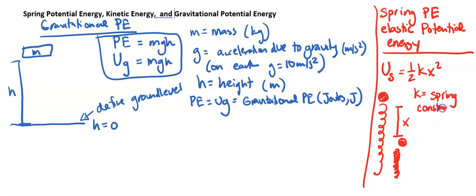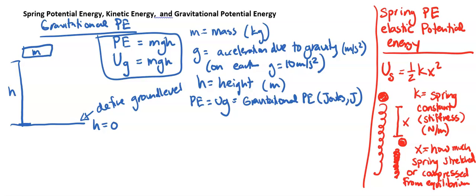And again, that tells us the stiffness of an object, like the stiffness of a spring. It is measured in newtons per meter. X is how much the spring is stretched or compressed from equilibrium. Another word for how much something is stretched or compressed from equilibrium is your displacement.